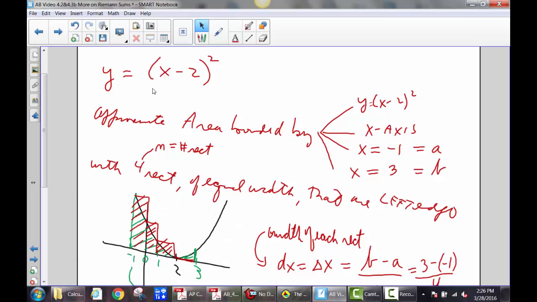So we draw the curve. Of course, this is y equals x squared, move to the right 2. So it looks like this black curve right here. We're going from -1 to 3. So here's -1, here's 3. Go up to the curve, go up to the curve.